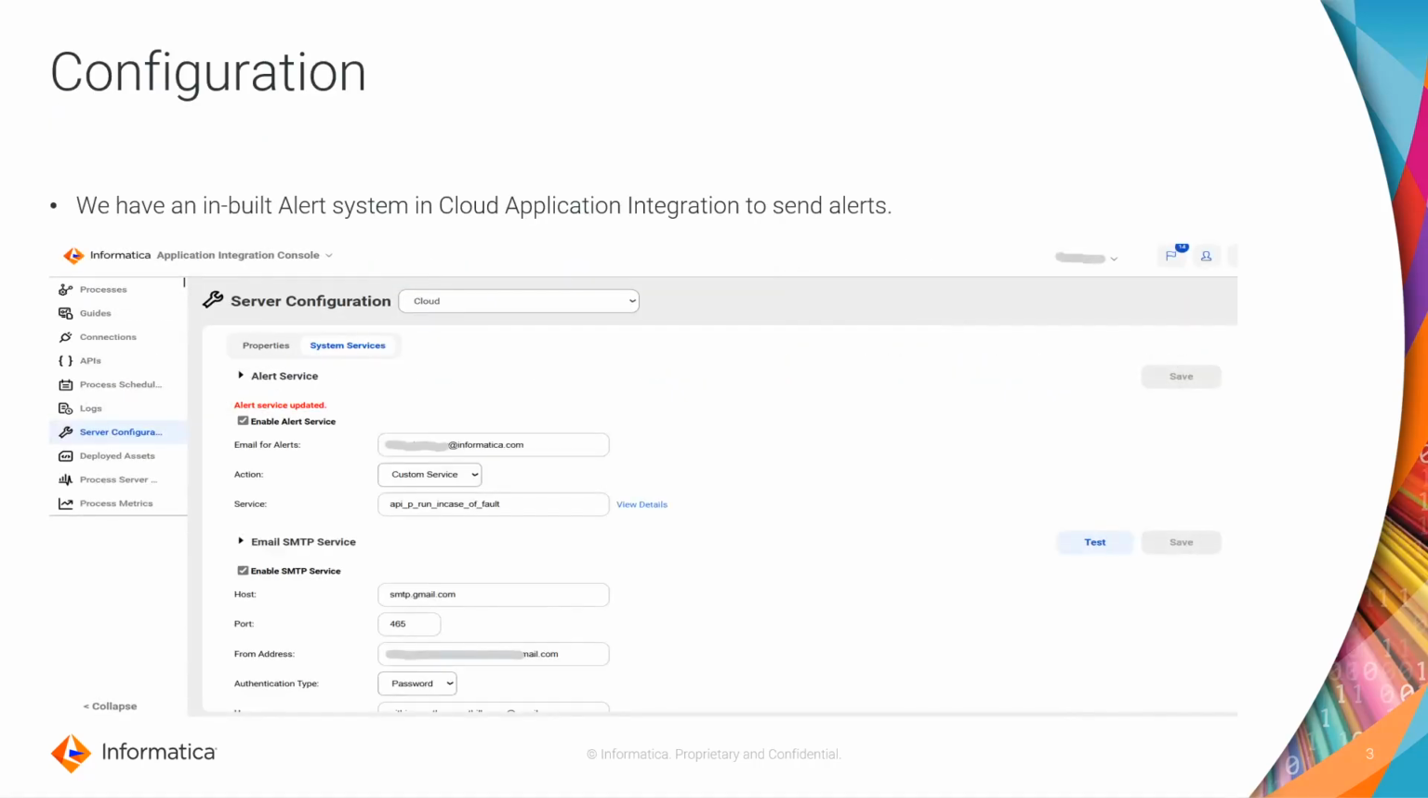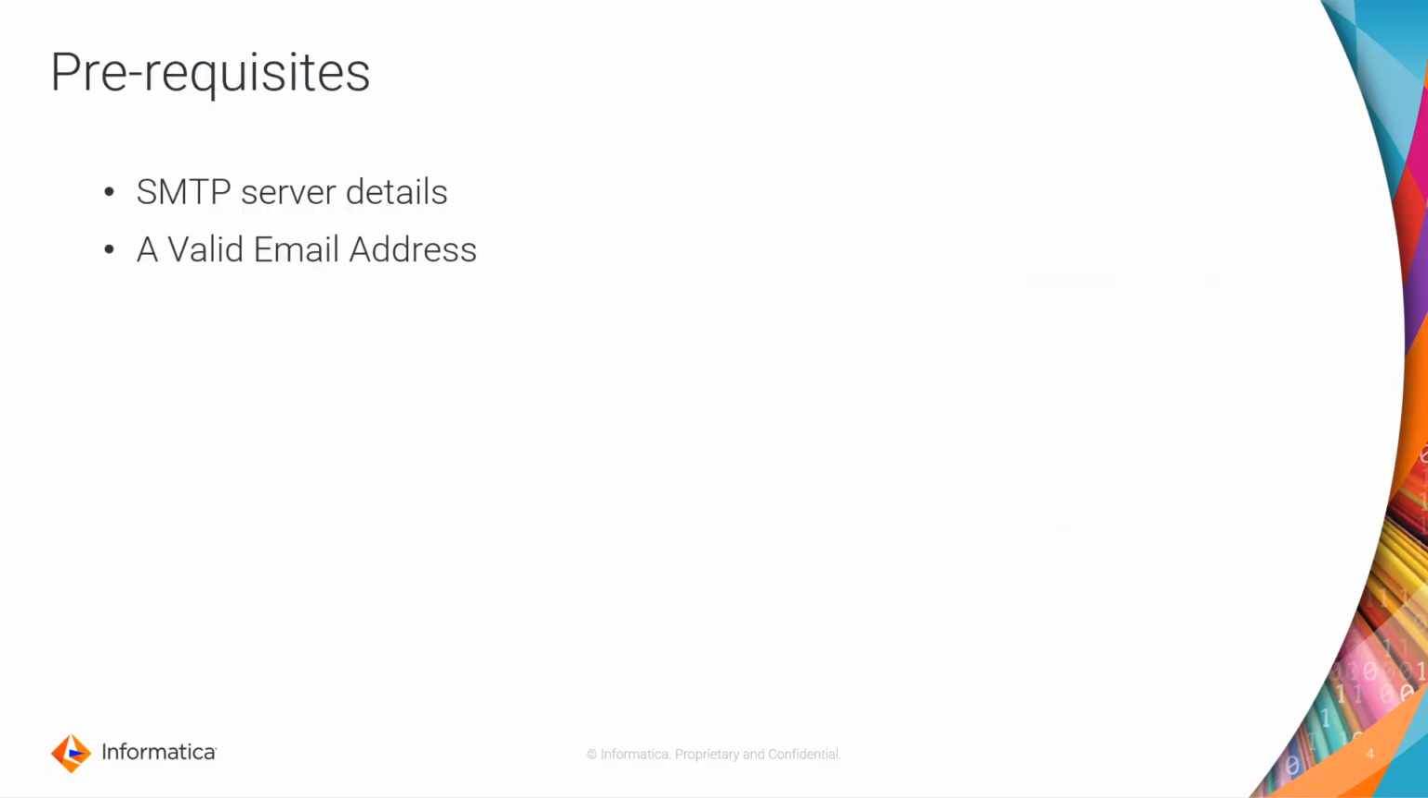In cloud application integration, we have an inbuilt alert service using which we can set up alerts without the need of manually implementing the alert logic. The prerequisites for the alert setup are SMTP server details, using which we will send the emails, and a valid email address that will be used as a sender address. Now let's go to the demo.